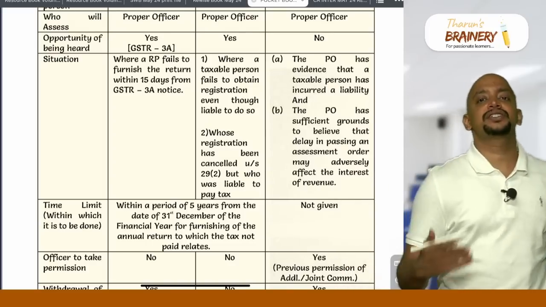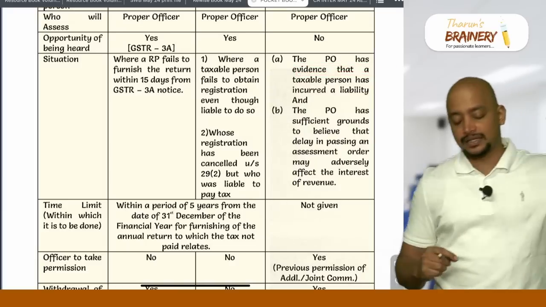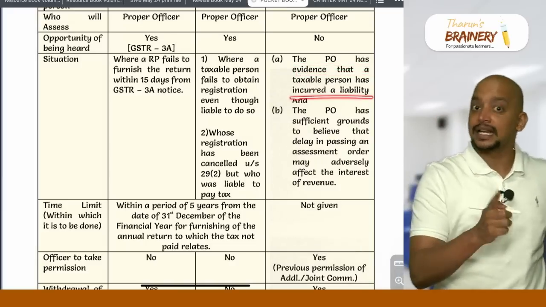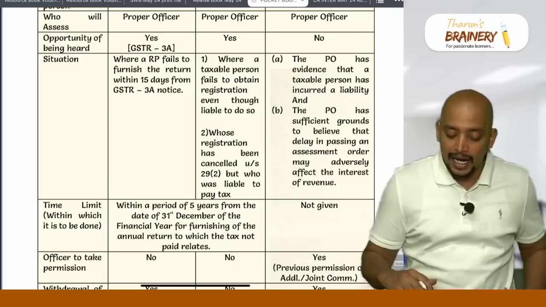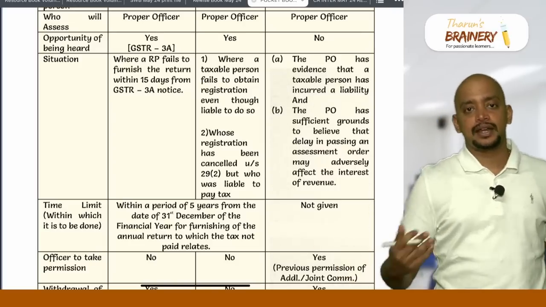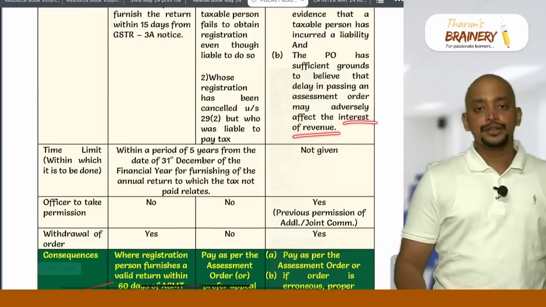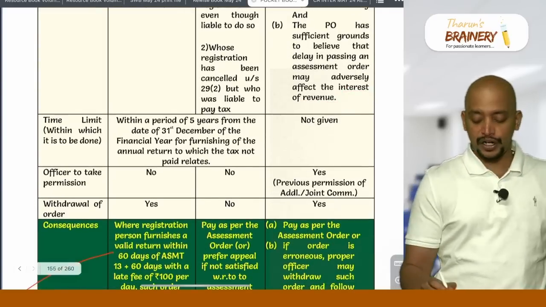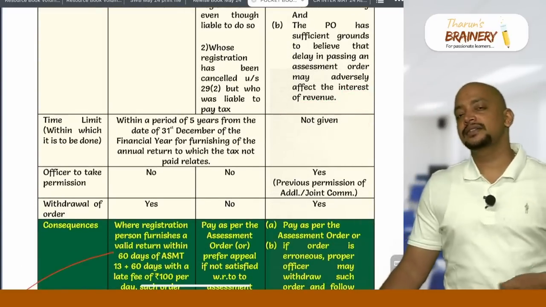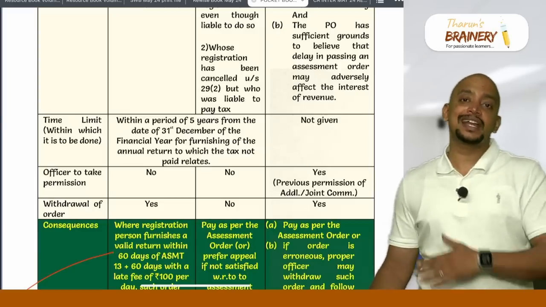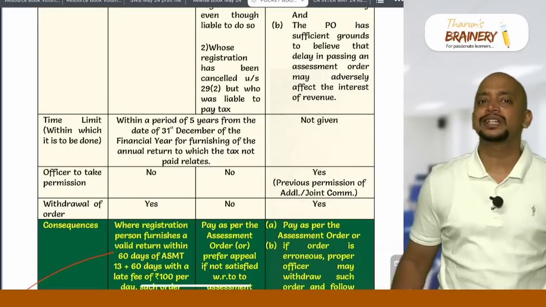So usually section 64 as a theory question they will be asking: the proper officer has evidence that the taxable person has incurred a liability, and the proper officer has sufficient grounds to believe that delay in passing an assessment order may adversely affect the interest of the revenue. Then they will pass a summary assessment order, and there is no time limit for the summary assessment order, but the officer passing it has to take the permission of the additional or joint commissioner, because without notice they are passing an order.